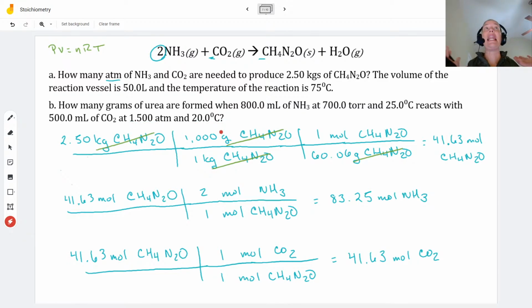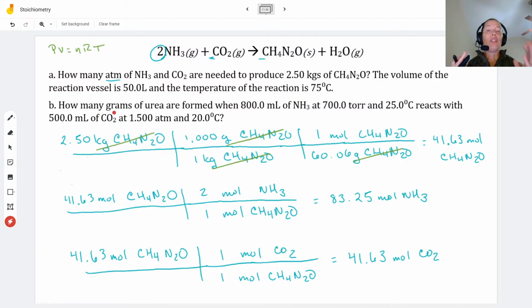Okay, so we have a lot of information here. But again, I'm going to walk it back. This is a stoichiometry problem. I'm asked for grams of urea. I'm given information about ammonia and carbon dioxide. I need to link these with a balanced chemical equation.